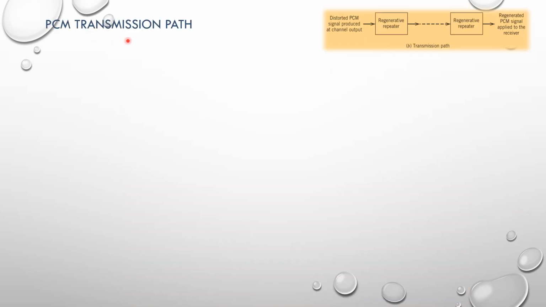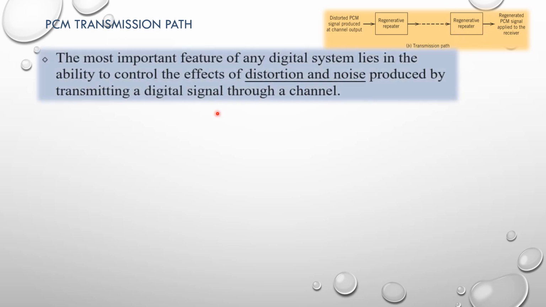In the PCM modulation technique, the encoded signal is connected to the transmission path. The transmission path consists of regenerative repeaters. The most important feature of any digital system lies in the ability to control the effect of distortion and noise produced by transmitting a digital signal through a channel. The main function of the regenerative repeaters is to reduce the distortion.